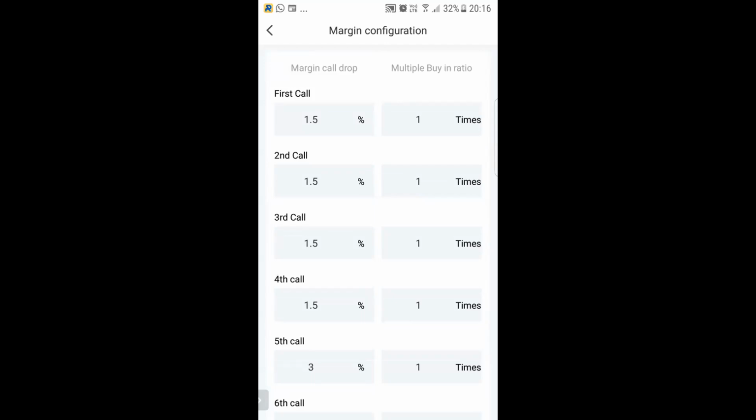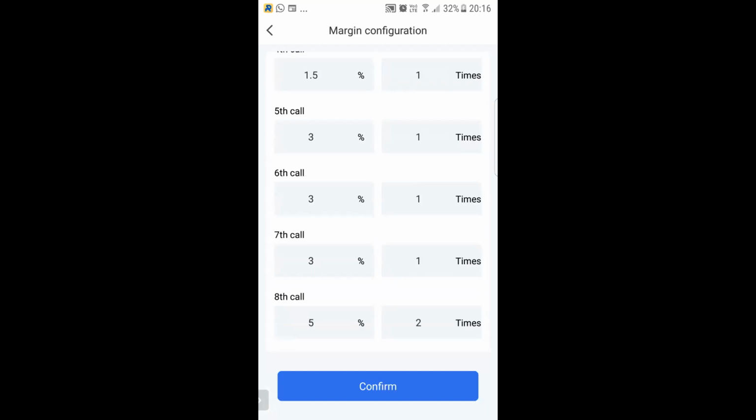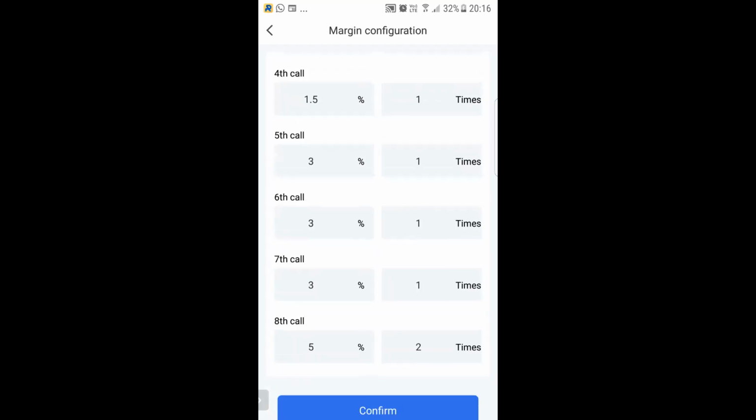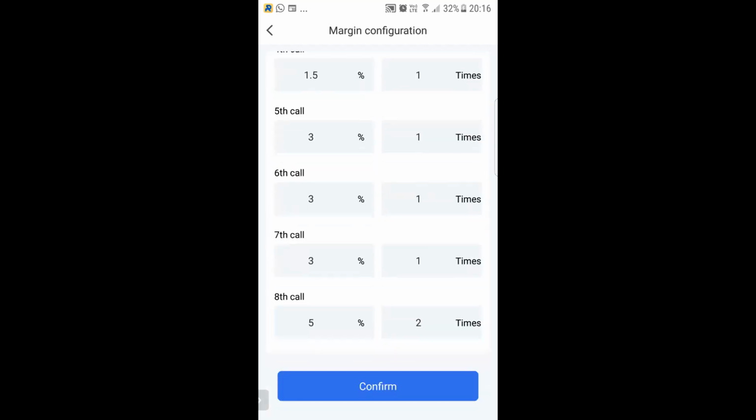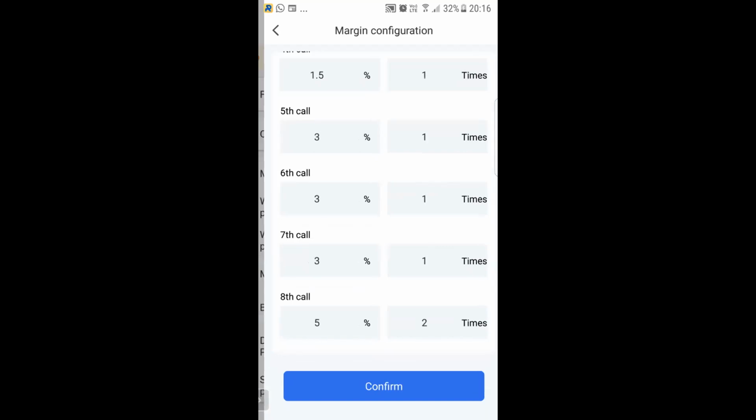And now the instruction to this robot is to buy when the price goes down by 1.5% on the first call, and it must buy with the same amount that it has entered with. That is 1 times: 15, 15, 15. And the last is going to be 2 times, which is $30, at a level whereby the price will have dropped significantly. Okay, all right. Thank you. Thank you so much.